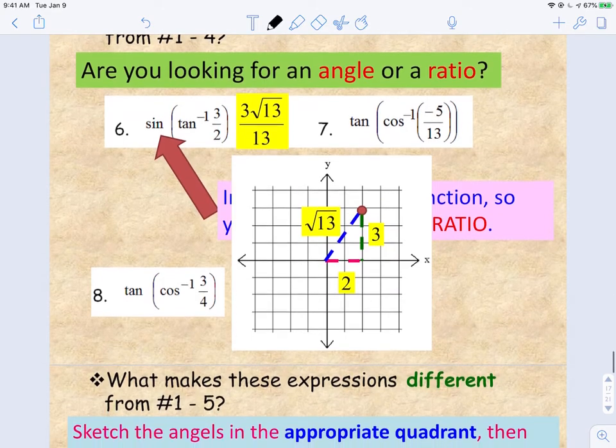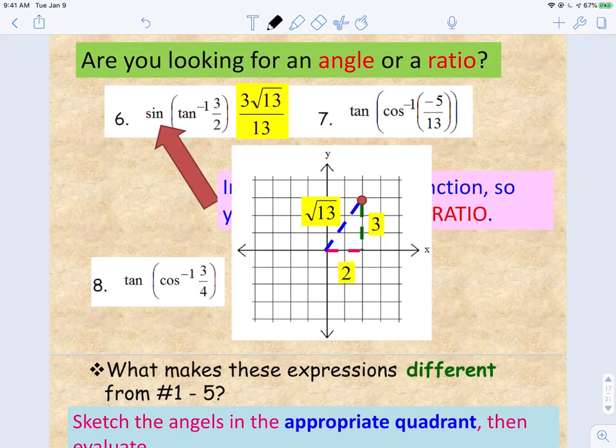All right, let's take a look at this problem. What is different? Well, the difference in these 3 problems, 6, 7, and 8, is that now the inverse is in the parentheses. If you go back and look at the previous problems, the inverses were always on the outside of the parentheses. Now we have 3 problems where the inverses are inside of the parentheses.